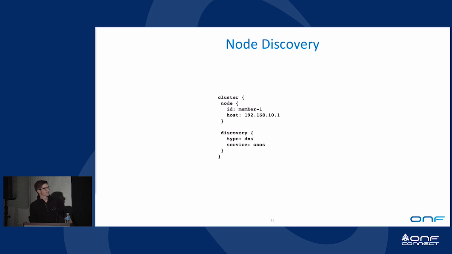And then a third option is DNS. This is actually for Kubernetes. Kubernetes relies heavily on DNS for service discovery, and they add service records to their DNS servers. So this can be used in Kubernetes to start an Atomix node that can automatically find other nodes to join.